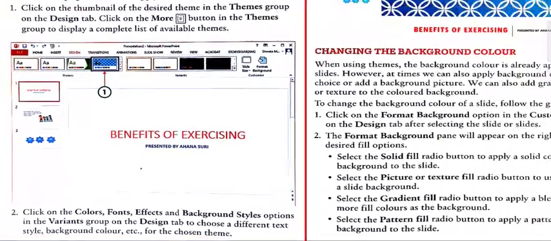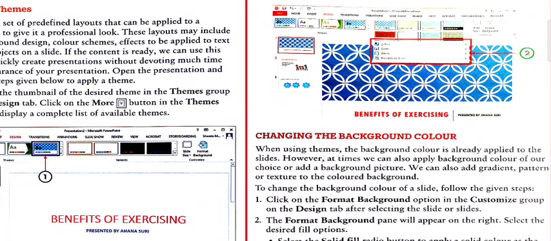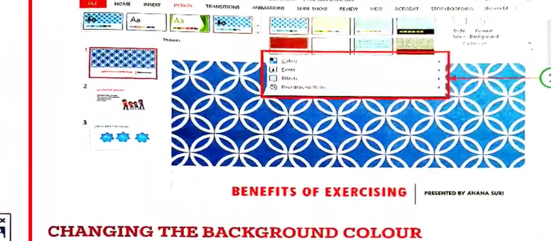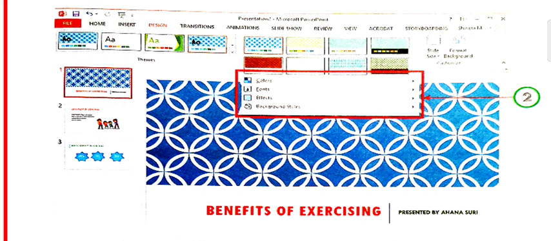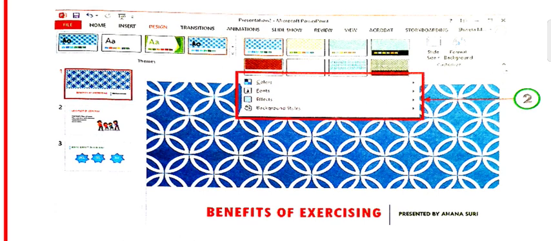Next, click on the color, font, effects and background style options in the variants group on the design tab to choose a different text style, different background style, and background color for the chosen theme. So you can easily change the color, font effects and background style. This is the image to change the color, font, effects and background style. You need to click on the design tab, then go to the variants group.